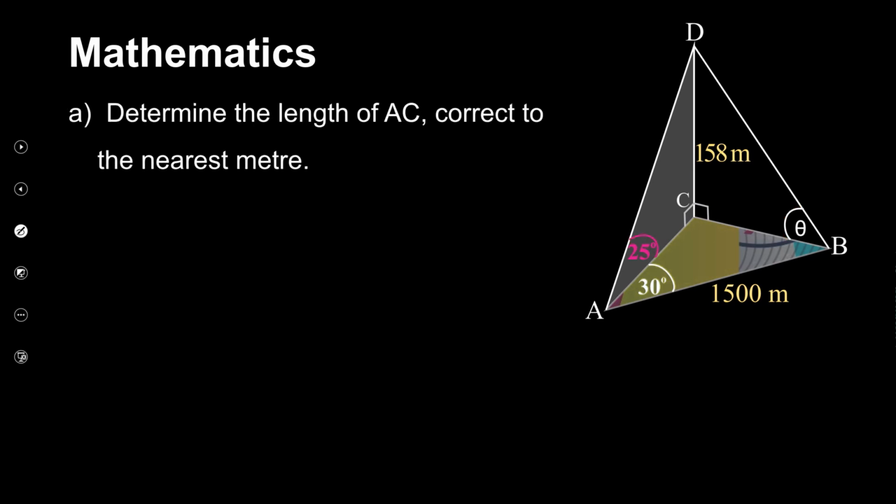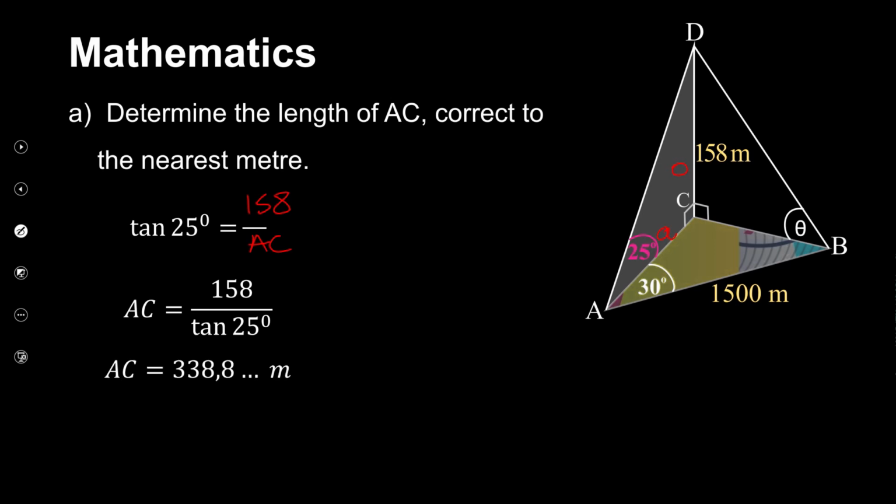Okay, so determine the length of AC correct to the nearest meter. So AC belongs to that right angle triangle. And remember, because we want to find AC, we're going to use opposite over adjacent. So we're talking about tan. So tan of 25 degrees will equal 158 over what we're looking for, which is AC. So rearranging this, AC is equal to 158 over tan of 25, and so AC is roughly equal to 338.8 meters.